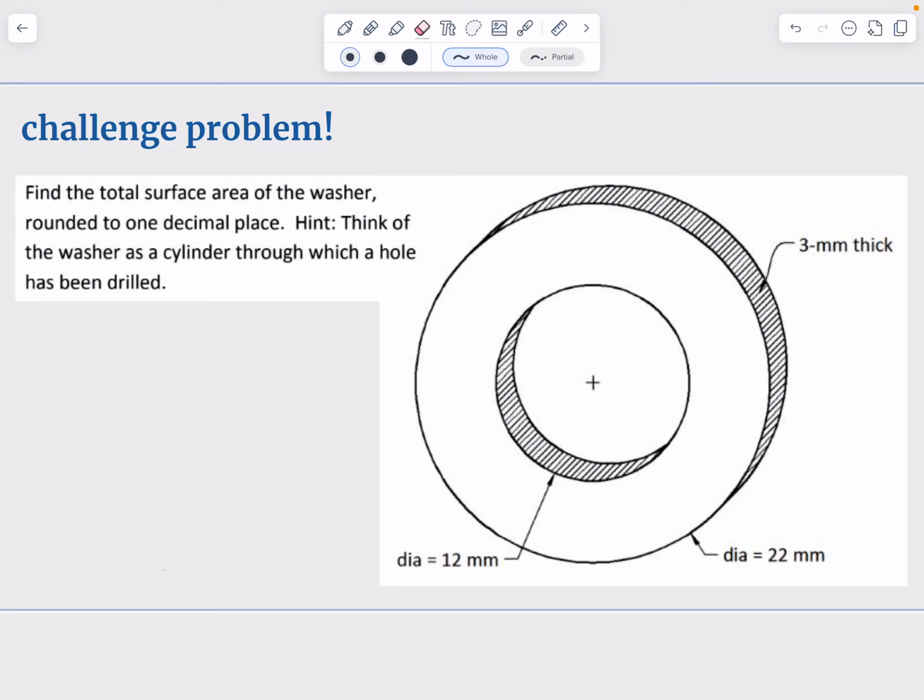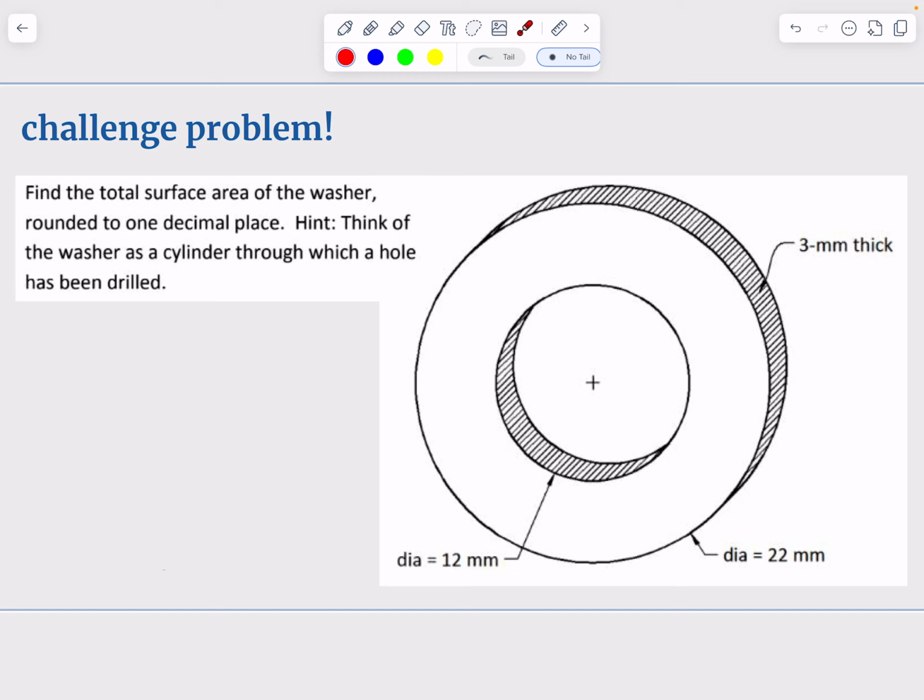In this online lesson, we're going to take a look at a problem that asks us to find the surface area of a shape that doesn't quite fit any of the standard shapes that we have formulas for finding surface area. In this problem, we're asked to find the total surface area, so all of the area of the outer surface of this shape. We're asked to find the total surface area of a washer.